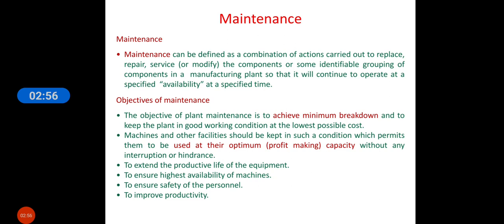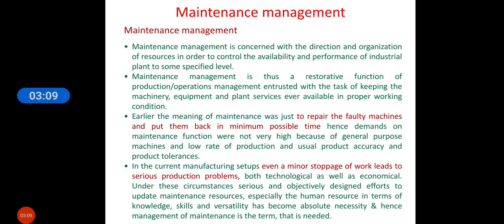Okay, same like that, it is to ensure the highest availability of the machine, to ensure safety of the personnel, and to improve the productivity also. Now, maintenance management. Maintenance management is concerned with the direction and organization of resources in order to control the availability and performance of industrial plant to some specific level.